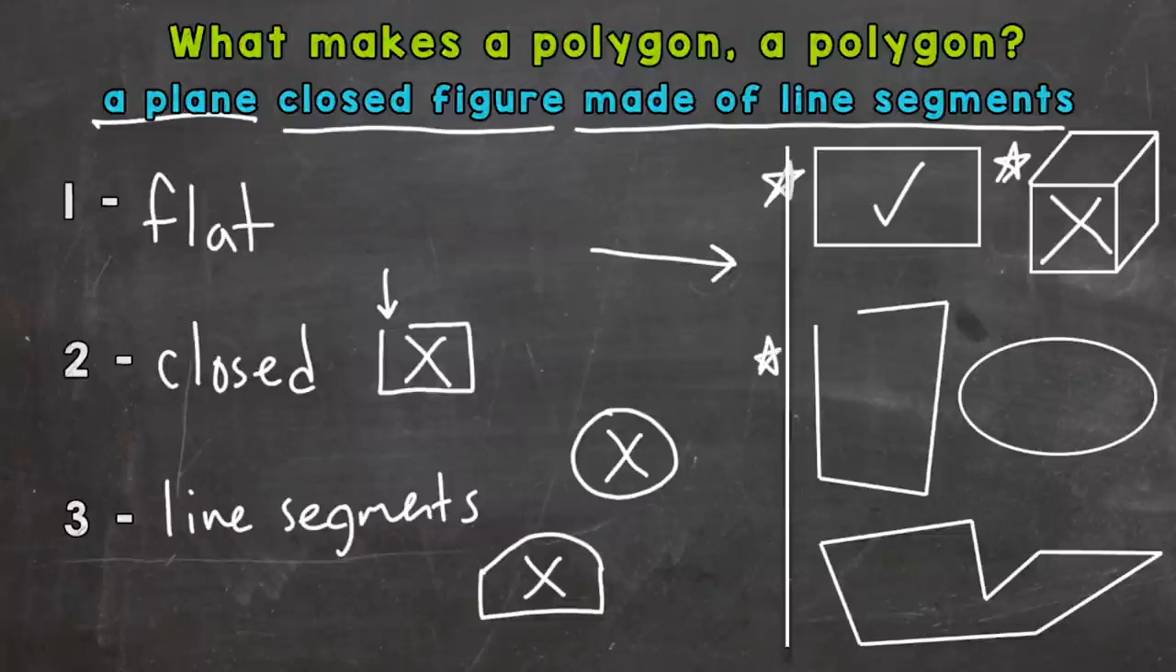So a cube is not a polygon because it's three-dimensional. We'll move down to this shape here, and we have an opening, so that figure is not closed, so it is not a polygon. Over to the oval here, it's flat, it's closed, but it's not made of line segments, so it is not a polygon. And then lastly, the unique shape down there at the bottom, it's flat, it's closed, and it is made of line segments, so it is a polygon.